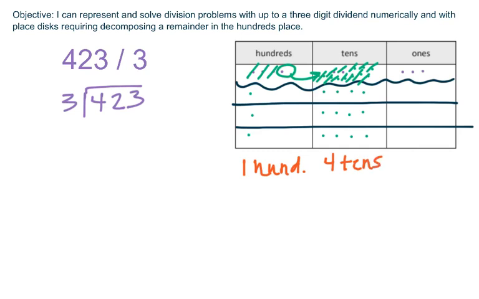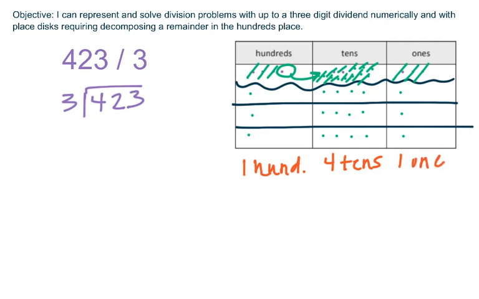I'm not done yet though. I've got 3 ones here I've still got to distribute. I didn't have a remainder from the tens, so I don't have to unbundle anything. But I do need to take my 3 ones and place them into my groups. And if I were to have any left over in the ones place, those would become my remainder. But in this case, it worked out perfectly, and I ended up with 1 in each of my groups.